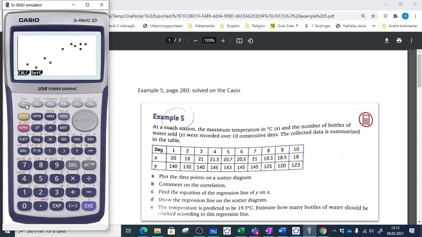So it's going to look like this. Okay, so first off, we comment on the correlation. Well, we can certainly see that there's a clear direction to the data here. Now, without the calculator, it's difficult to say anything about the strength of the correlation other than that it looks fairly strong. The next question is to find the equation of the regression line of y on x.